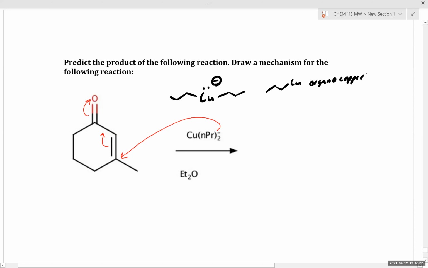And the reason why the organocuprate is more reactive stems from the fact that after addition, your copper is not as good of a leaving group as if you have an organocopper species adding. Did that answer your question? Yes. Perfect.